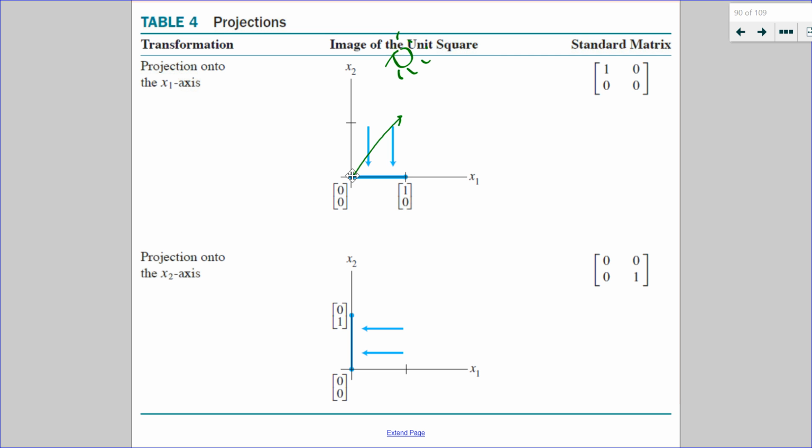We learned about them in chapter 9 of Calc 3. But vector-wise, it's really easy because you just zero out one of the components. Questions on that?